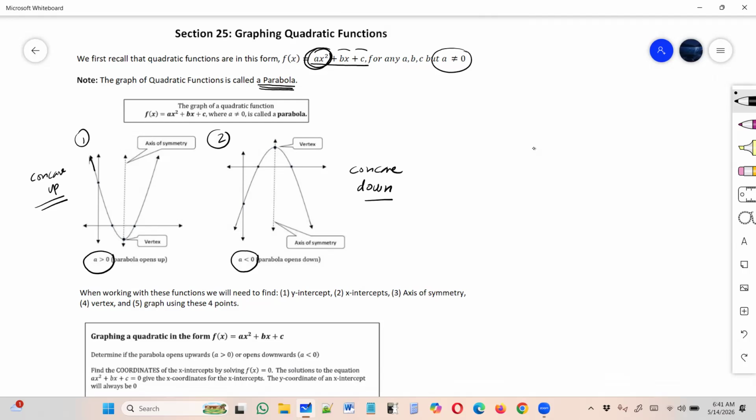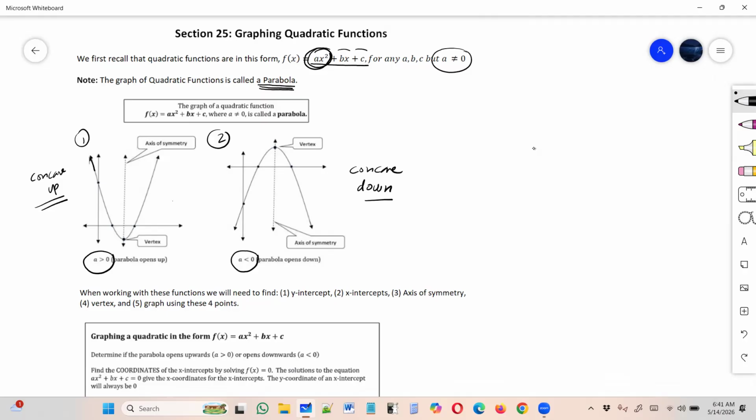But first, the graph looks like this. Now, notice you cannot graph it this way or that way. So this would be the absolute value function, not a parabola. So the parabola is curvier, as you can see here.